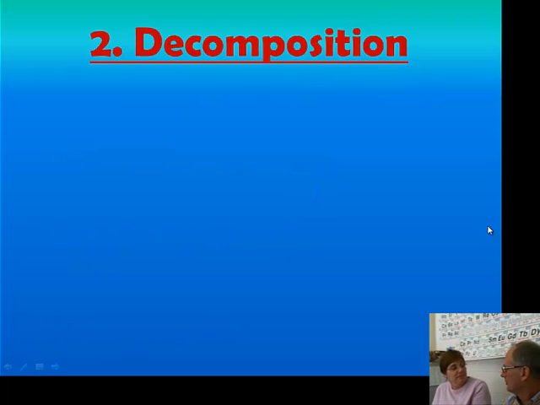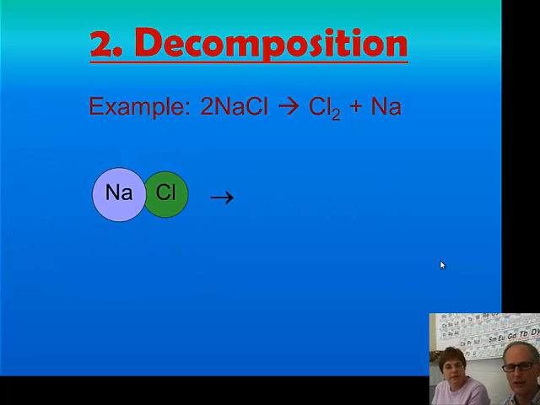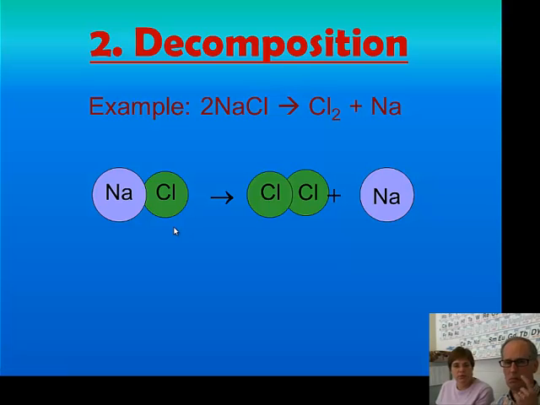The second type of chemical reaction is decomposition. Remember, it's the reverse of synthesis. So let's maybe take that salt and break it into its original components, chlorine and sodium. So it'll look like this. What's going to happen is we're going to split that molecule just in half, and it's going to come out with chlorine and sodium.